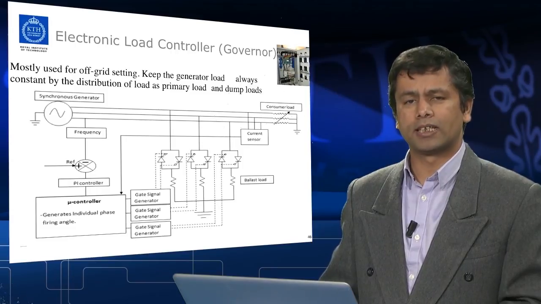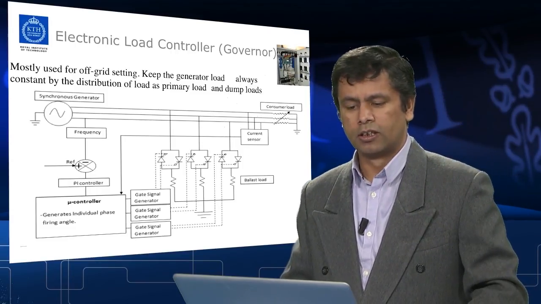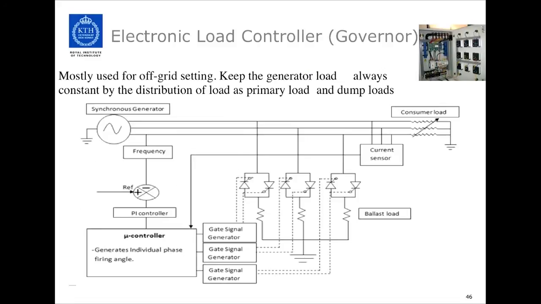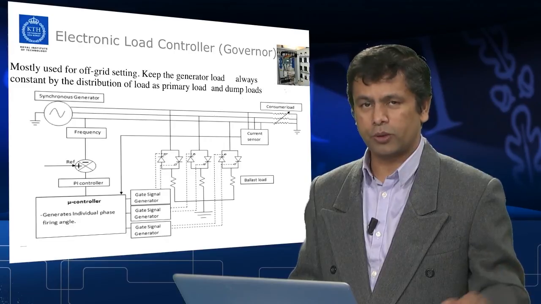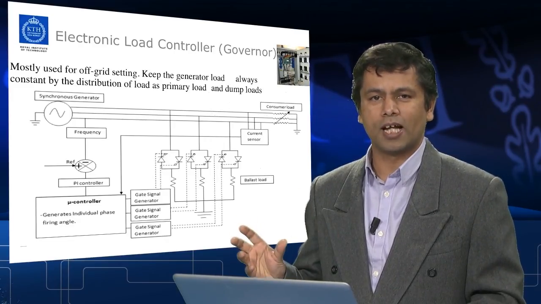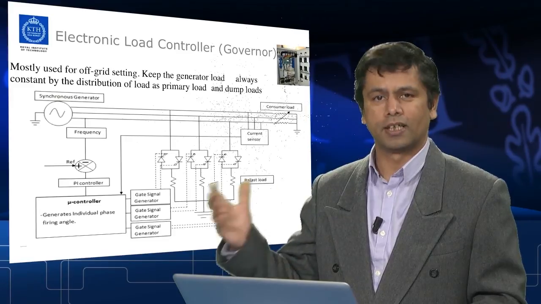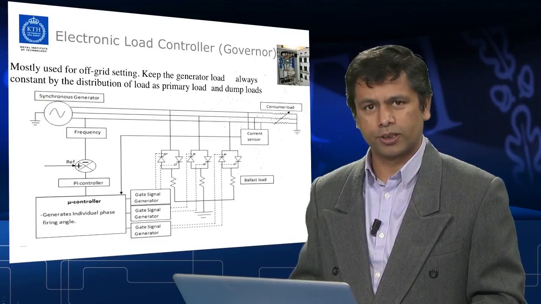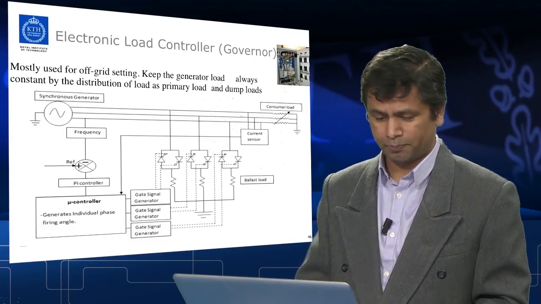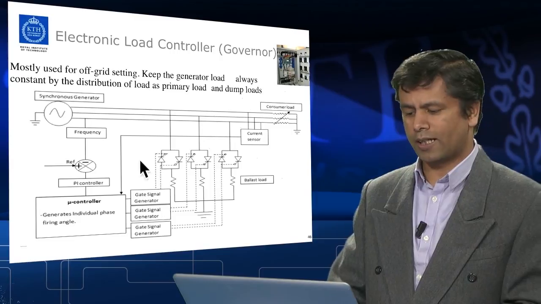Another type of governor, as I said, is the electronic load governor, also known as electronic load controller, and mostly these are used for small power plants and in off-grid settings. And this keeps the generator load always constant by distributing the load as a primary load to the consumer load. And also, if the load is not utilized in the village or by the consumer, then the load is diverted to the dump loads, which are also known as secondary loads. And this is how it looks in the system.